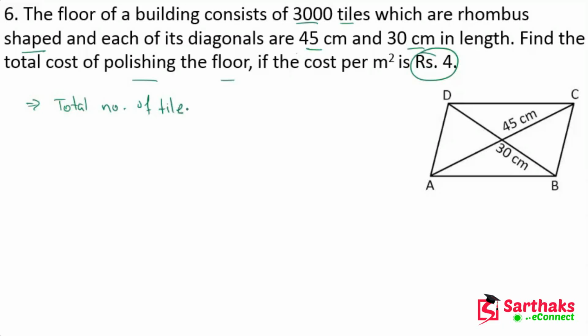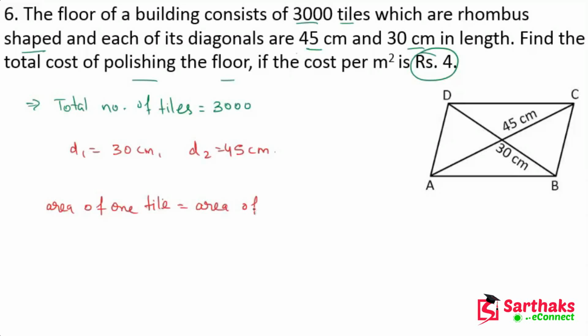Total number of tiles is equal to 3000. We know that the tile is in the shape of a rhombus. In this case, D1 is 30 centimeter and D2 is 45 centimeter. So now the area of one tile is equal to the area of a rhombus.